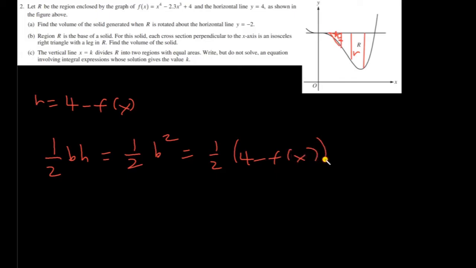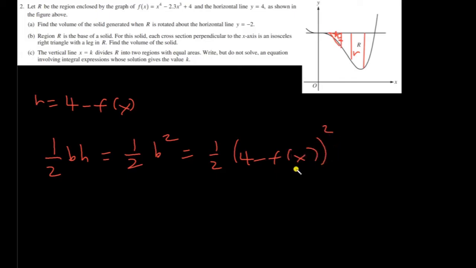Alright, and now since I know the length of this line, I can find the area of a triangle. Because remember, the area of a triangle is just 1/2 times base times height. And in this case, since it's an isosceles right triangle, the two sides are the same, so it's just 1/2 times the base squared. And my base is 4 minus f of x, so it's 1/2 times (4 minus f of x) squared.